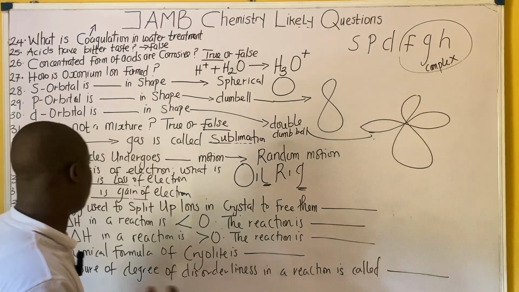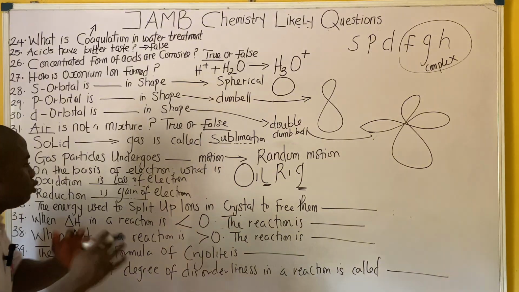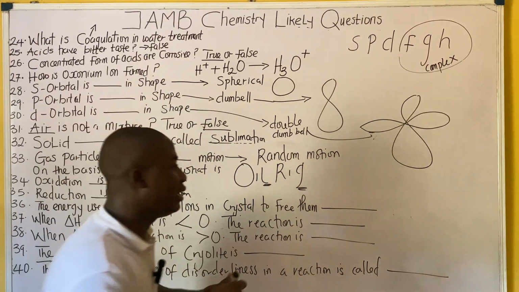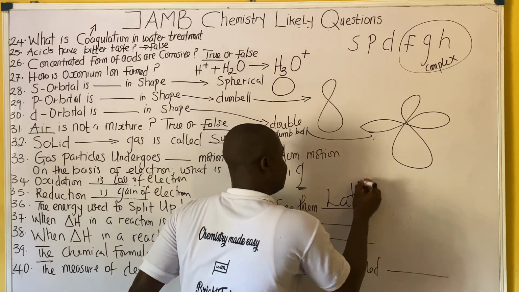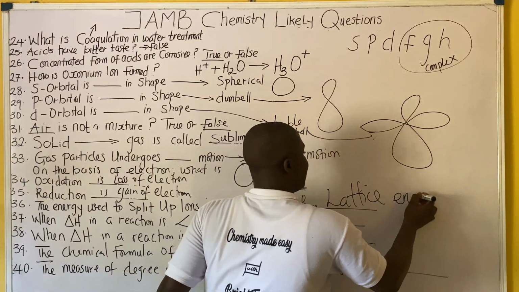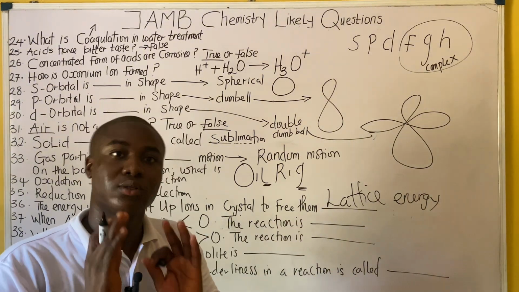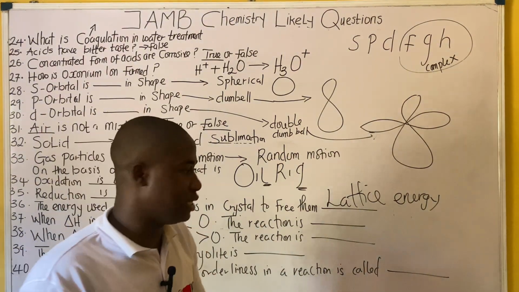It's very simple. The next question says the energy used to split up ions in crystals is called lattice energy. Take note. They call it lattice energy. Energy required to split up ions in crystals is called lattice energy. Please note this is very important.